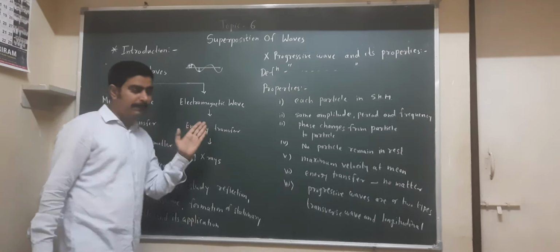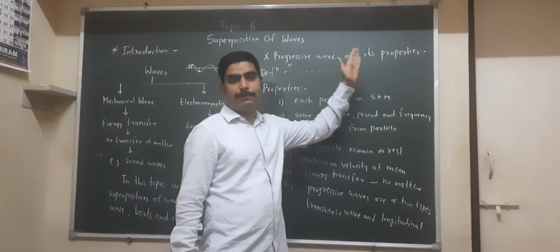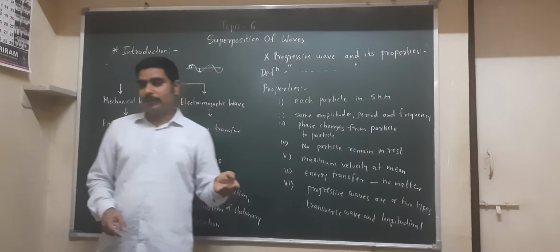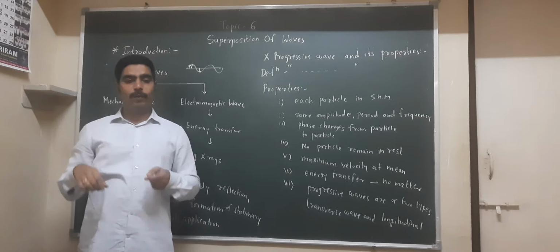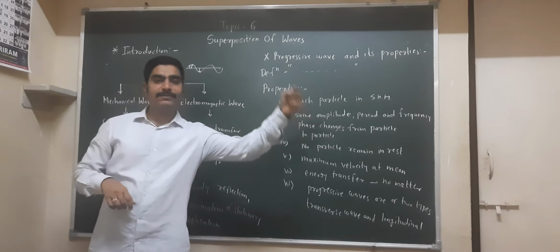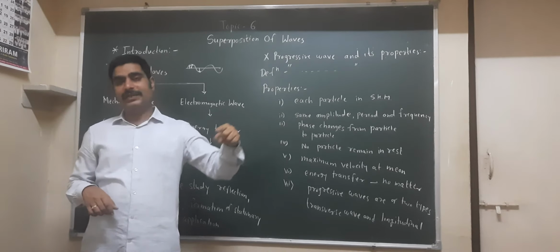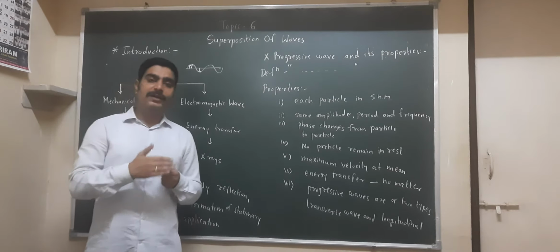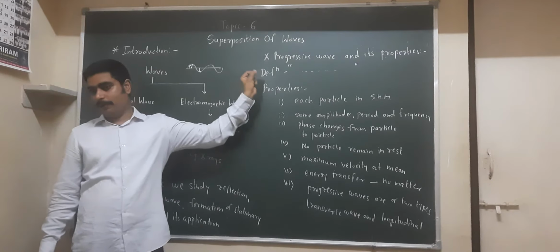Okay, so now we'll begin the topic with the first point, that is progressive wave and its properties. So what is the meaning of the progressive wave? Initially I told you the same example: if you drop a stone in the water, then ripples are created on the surface of the water, and after some time they vanish. So the ripples are traveling continuously. So we can say the wave which travels continuously in the given direction is known as a progressive wave.